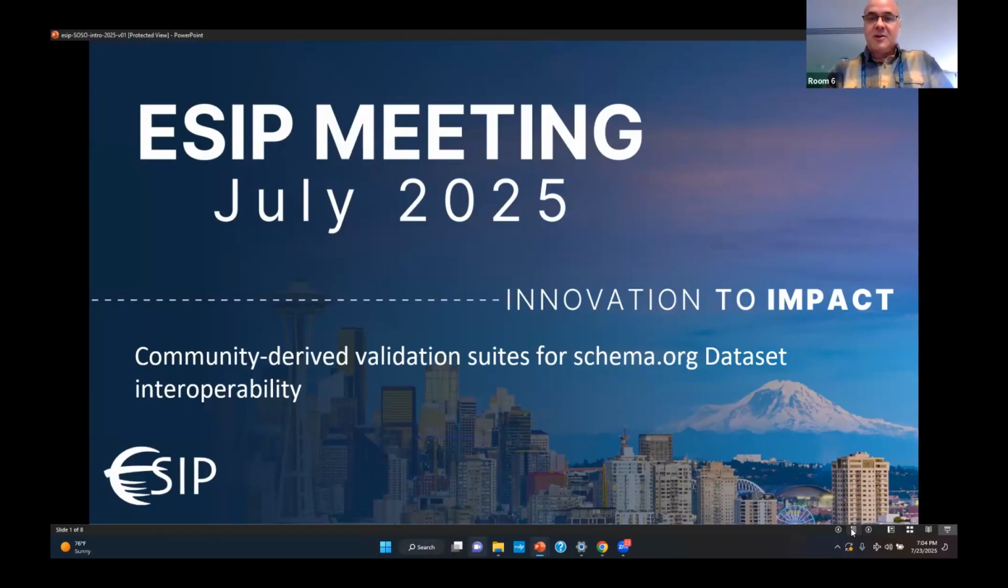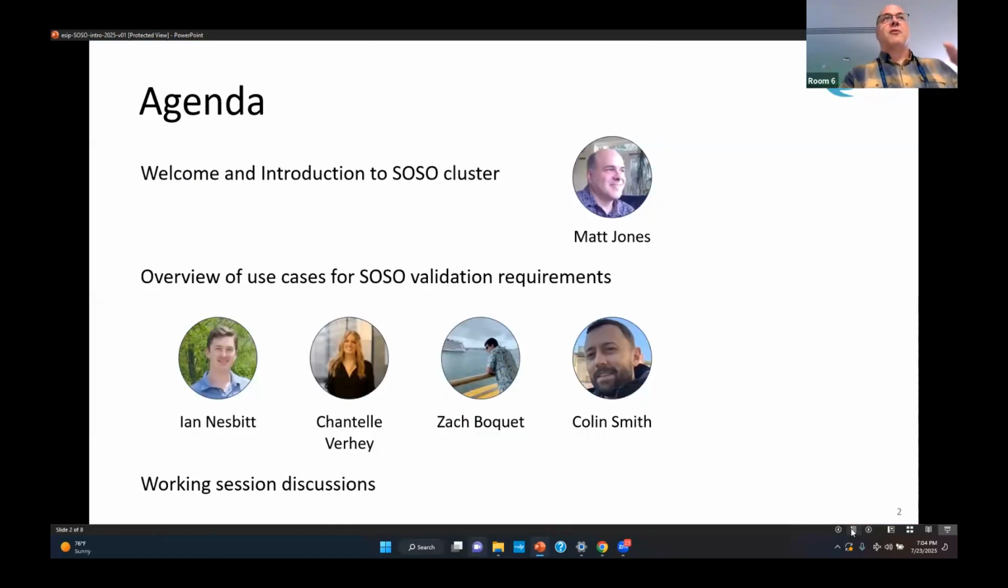On today's agenda, I'm going to give a really brief introduction to the cluster and its activities, and then we're going to transition to a short set of use case descriptions by Ian, Chantel, Zach, and Colin from different organizational perspectives about their use cases for validation in Schema.org. We're hoping that will take about the first half of the session. And then the second half, 45 minutes, will be a discussion, hopefully a creative brainstorming discussion about validation use cases.